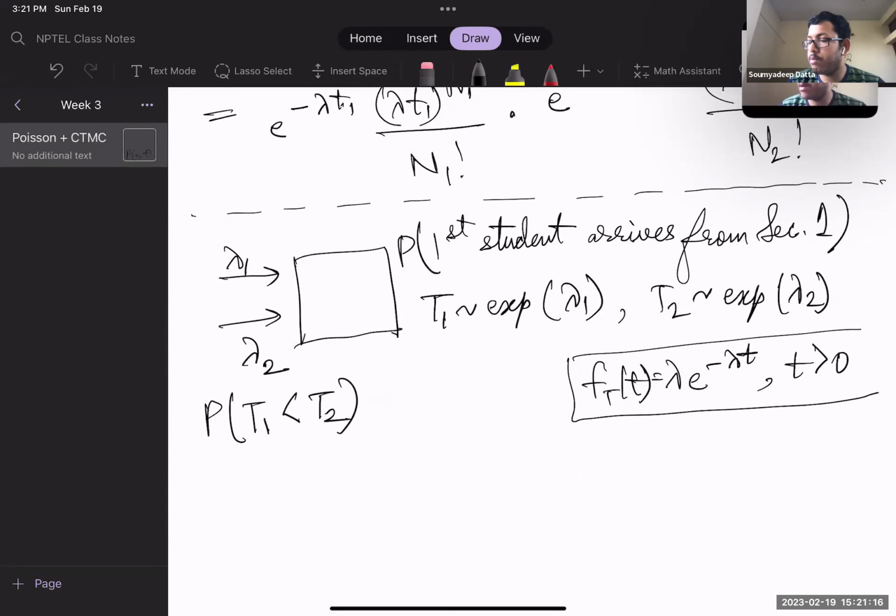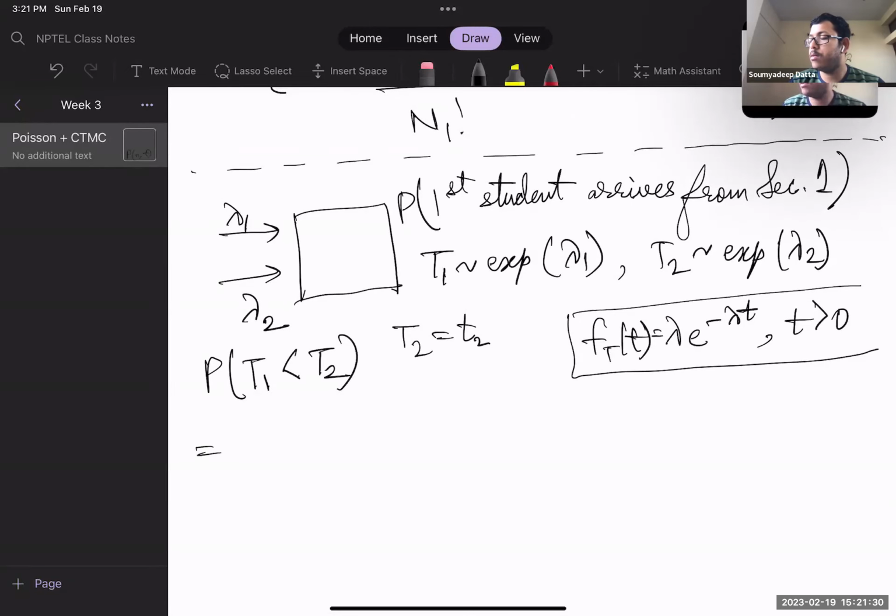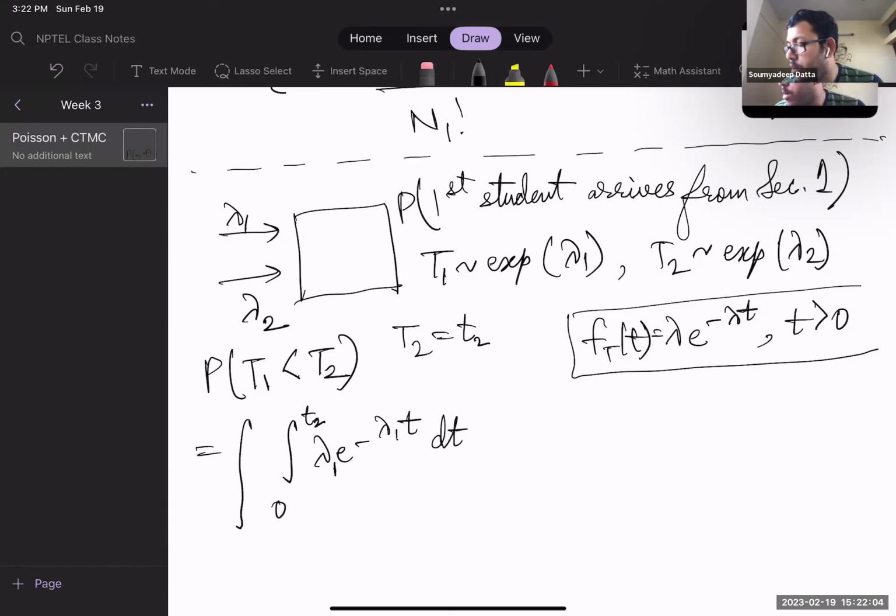Let's say I fix T2 equal to some fixed value. Then the probability that T1 will be less than that value of T2 is obtained by integrating the PDF, lambda 1 e to the power minus lambda 1 t, because T1 is exponential lambda 1, over 0 to T2. This is for a fixed value of T2. Initially I'm conditioning on a fixed value of T2, and then I'll take an expectation on top of that, which is how we do it in standard probability.